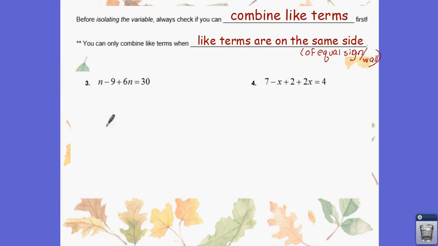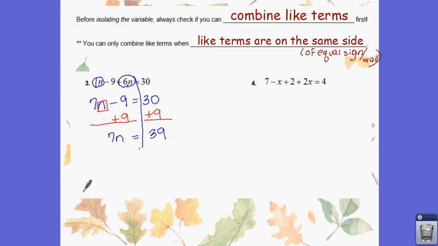Okay, let's take a look at number 3. I see n and 6n on the same side of the wall. 1n plus 6n is now 7n minus 9 is equivalent to 30. Our goal now is to isolate this n. I can use the addition property of equality by adding 9 to both sides. My new equation, which is still equivalent to the one above, is 7n is equivalent to 39. I now must divide by 7.